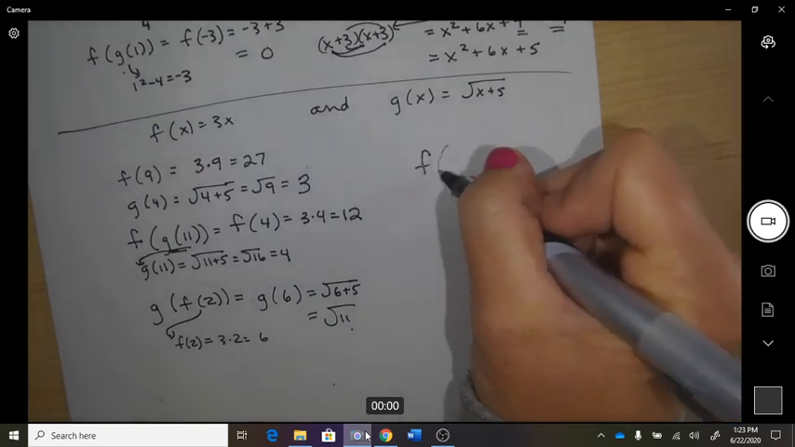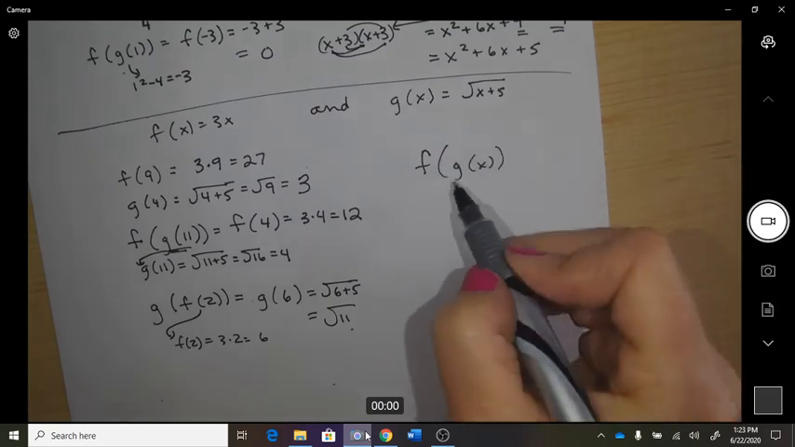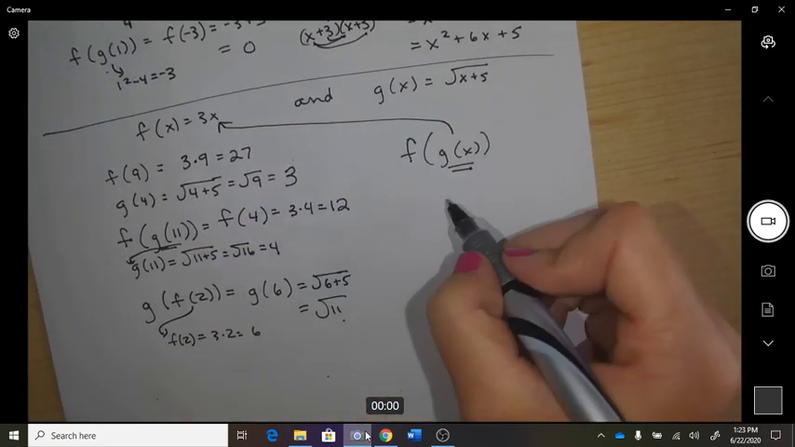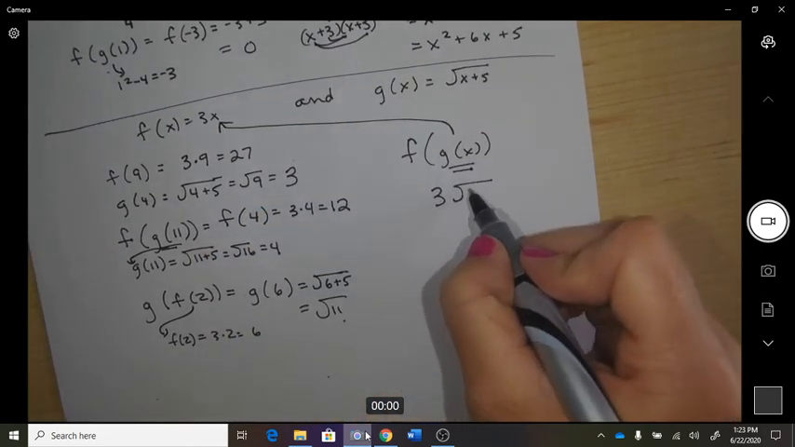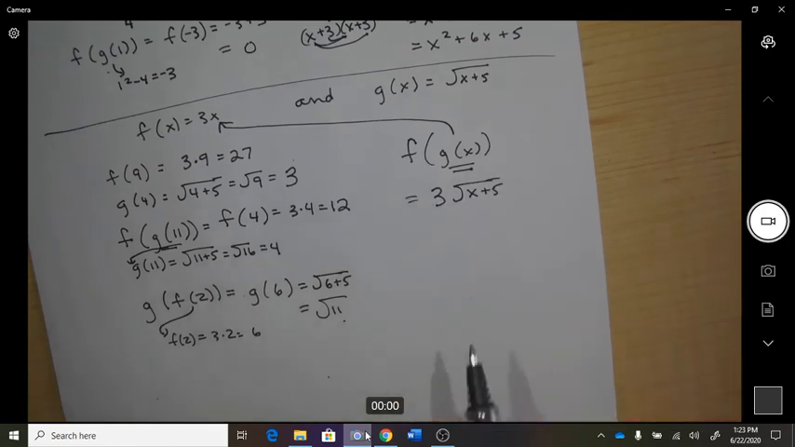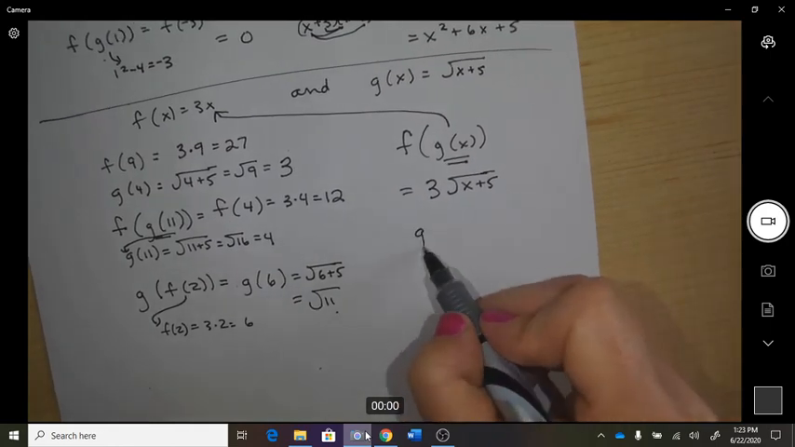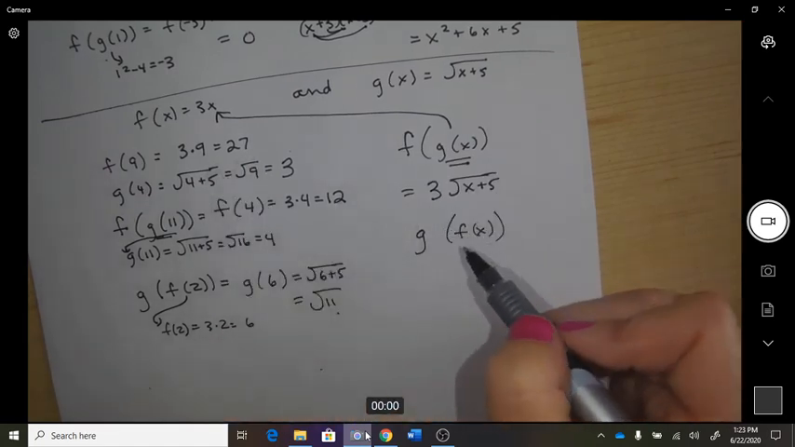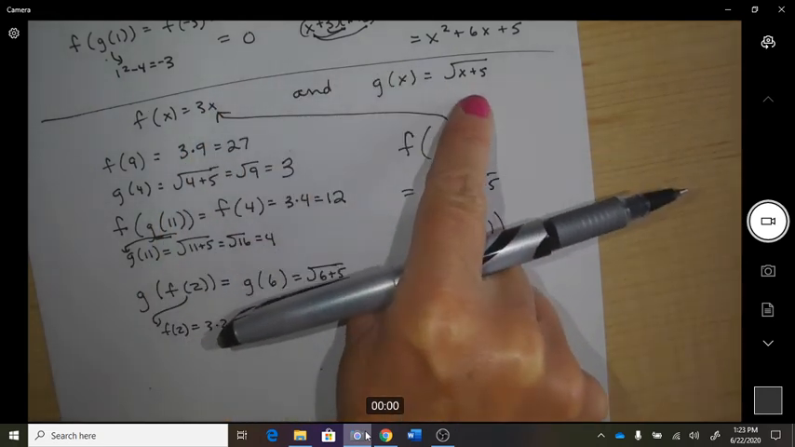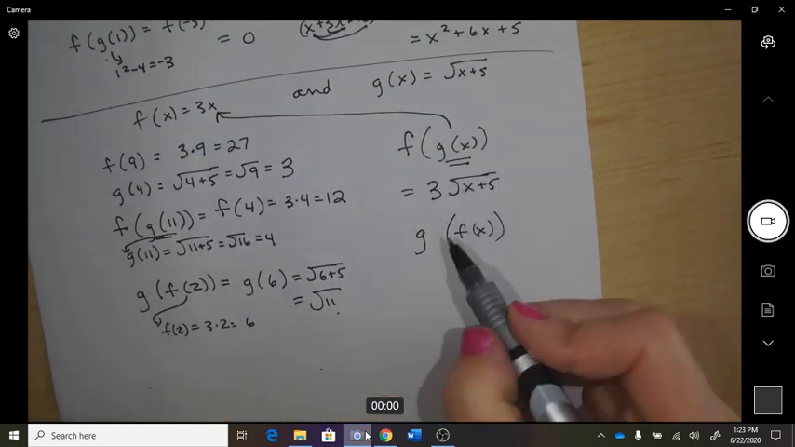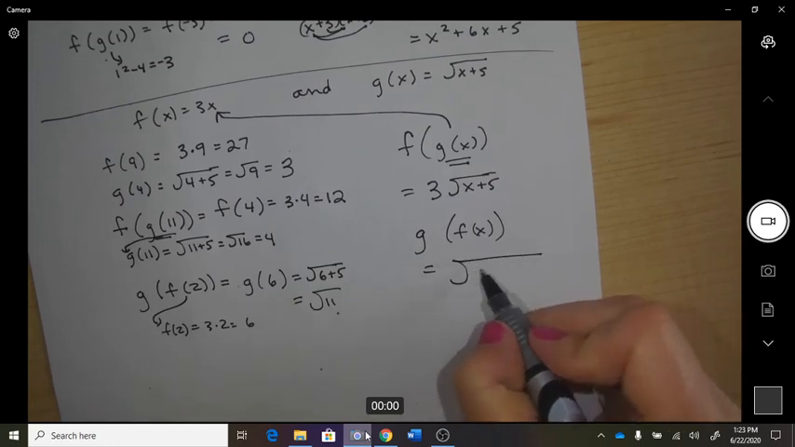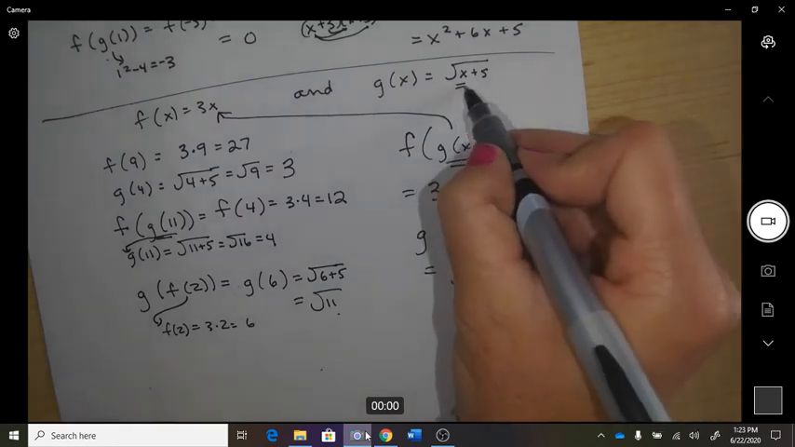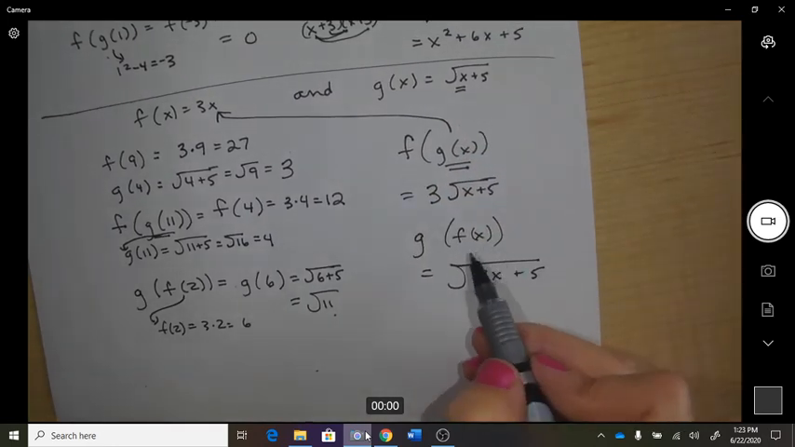What if I asked you f of g of x? So you're inputting this into that spot. So it'd be 3 root x plus 5. g of f of x. So you're inputting this into that x spot. Square root of your input plus 5. So your input got replaced with this input.